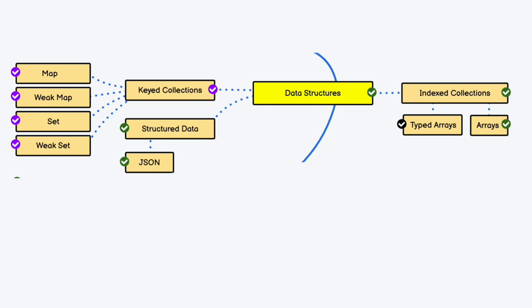So when you are asked in the interview what type of data collection we have in data structure, you can say typed arrays and arrays. Now on the other hand, we have keyed collection, which is also divided into a couple of categories. So we have map, weak map, set and weak set. So these are the things you have to know: what each is and how it exactly works.